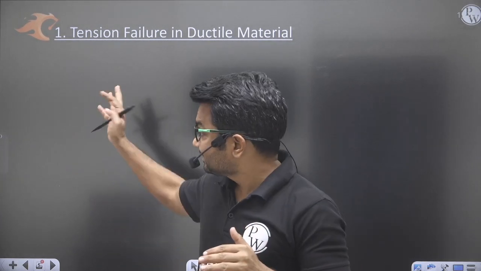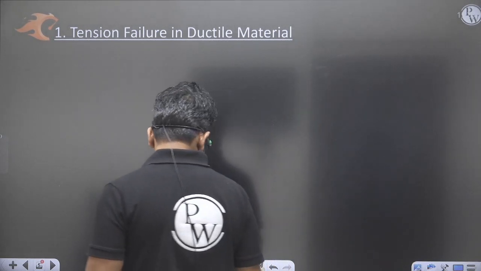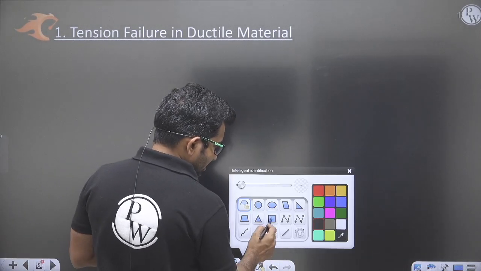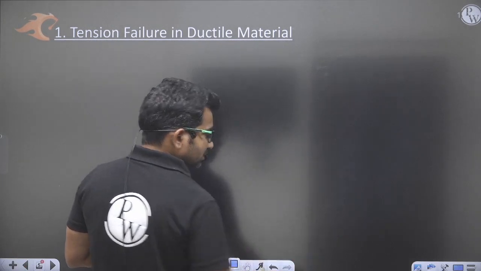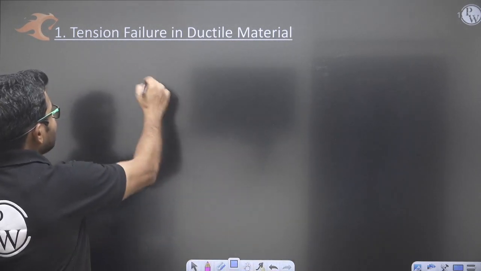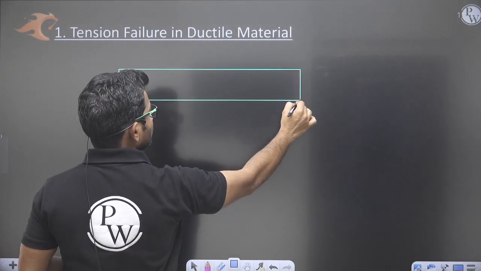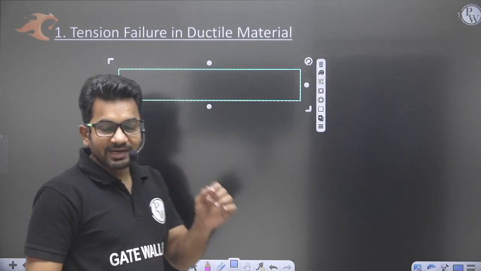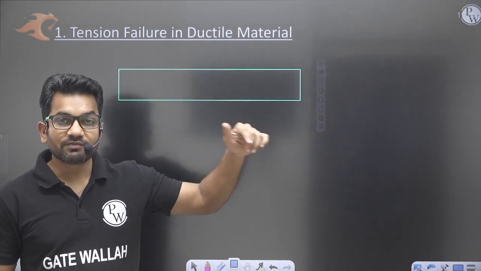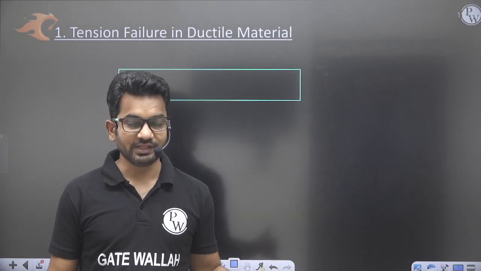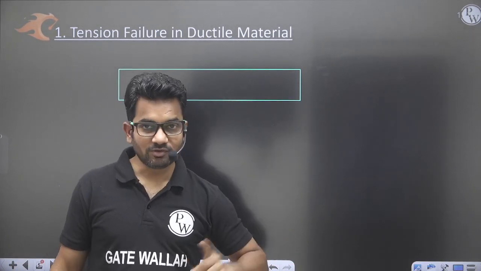When I apply gradually applied tension loading, since this is a ductile material, it will undergo large strains. It will start stretching, and before failure it will undergo large strains. When I was teaching you the stress strain curve of mild steel, I taught you that the fracture will happen as a cup cone failure. The necking region I have already told you.